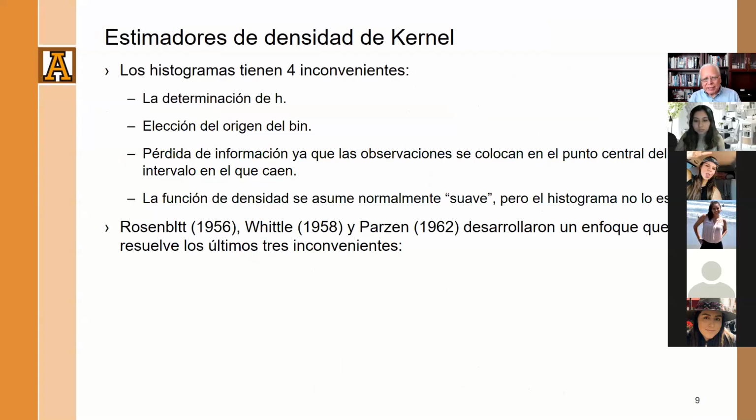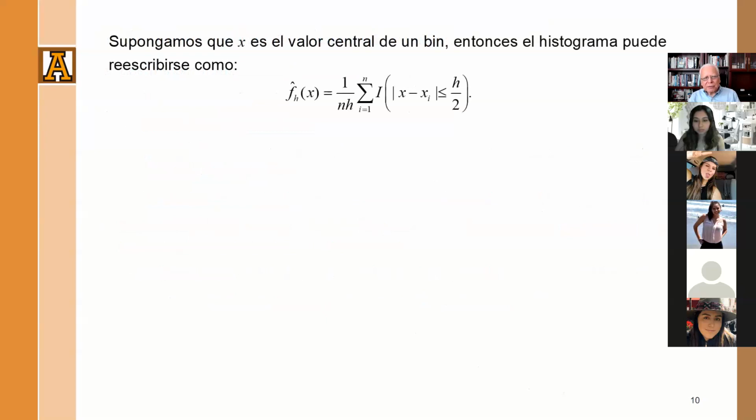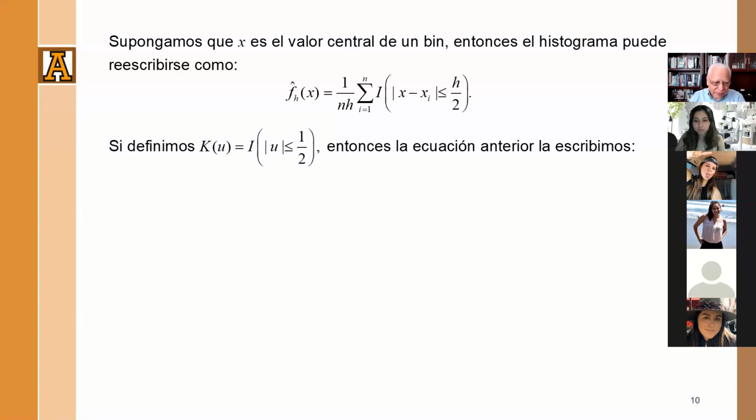And what these guys did is they replaced the histogram, which is this one here, the average, 1 over n times h, of the sum of these indicator functions. The indicator function is 1 if the absolute value of x minus x sub i, for the ith observation, is less than or equal to h over 2. So it's a step function that is 1 when the observation falls in that interval, and 0 if it doesn't.